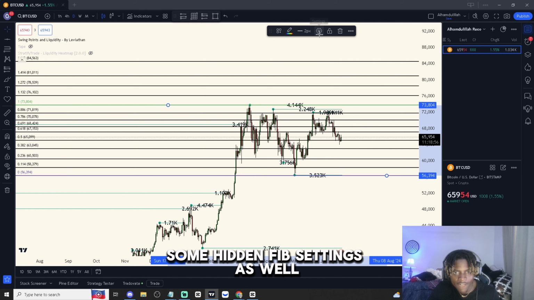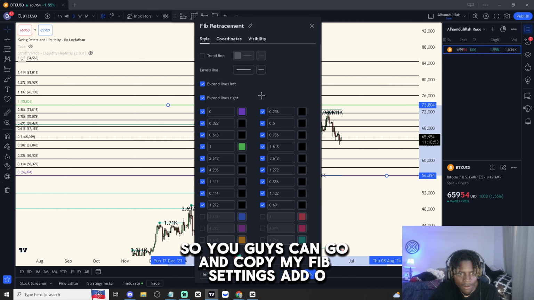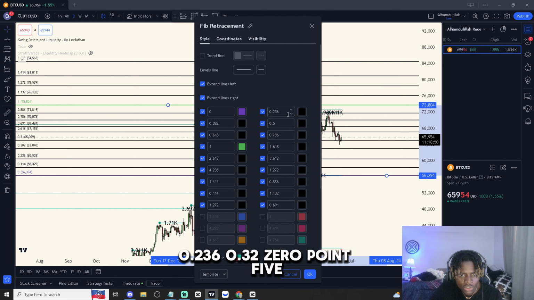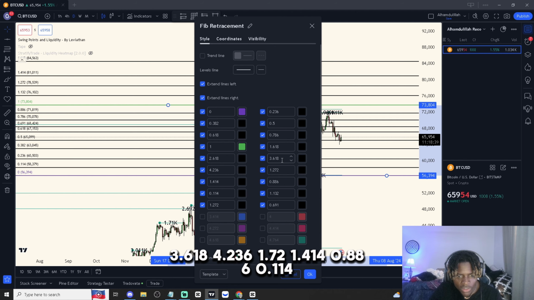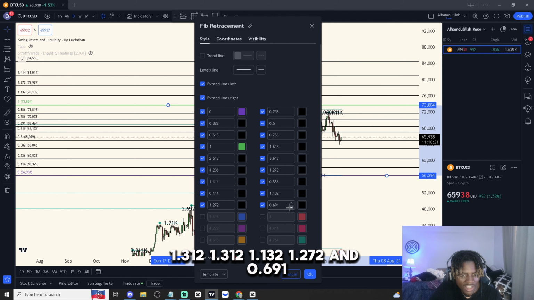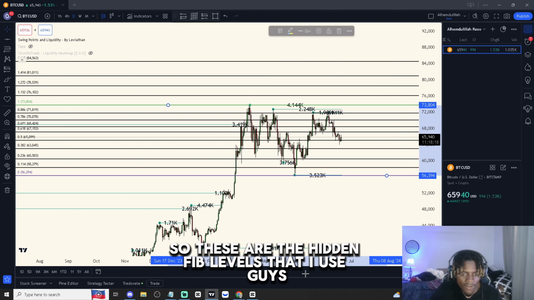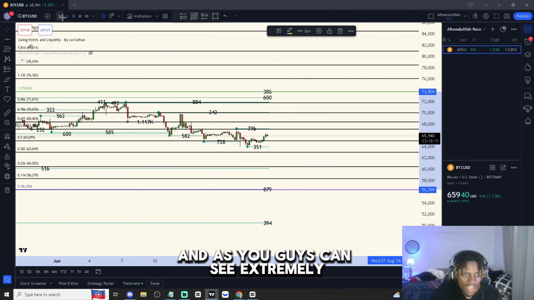So I'm going to show you guys some hidden fib settings as well, so you guys can go ahead and copy my fib settings. I have 0, 0.236, 0.382, 0.5, 0.618, 0.786, 1, 1.618, 2.618, 3.618, 4.236, 1.72, 1.414, 0.886, 0.114, 1.312, 1.132, 1.272, and 0.691. So these are the hidden fib levels that I use, guys, and as you can see, extremely reactive.